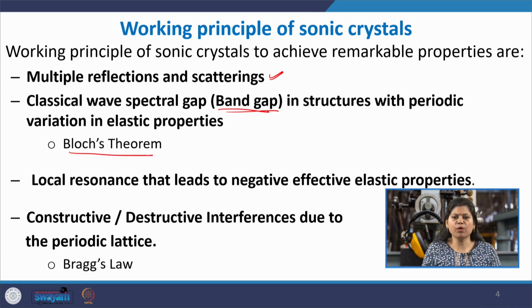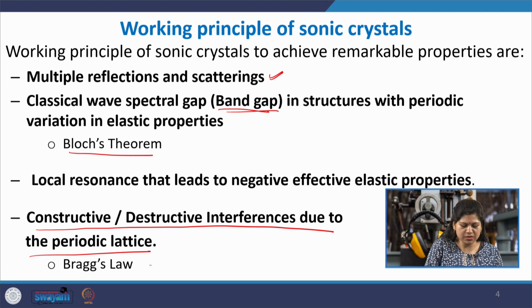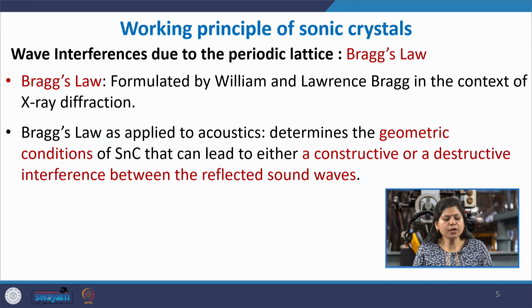which is Bloch's theorem. Bloch's theorem governs that only the sound waves which have the same periodicity, or whose wavelengths are of the same order as the periodicity of the crystal, exist within the material. This ensures that only certain discrete frequencies are allowed to pass through the sonic crystal. There are other phenomena as well, for example the constructive and destructive interference due to the periodic lattice, which is given by Bragg's law, and then the local resonance, which we will study today. Let us start with the interferences.